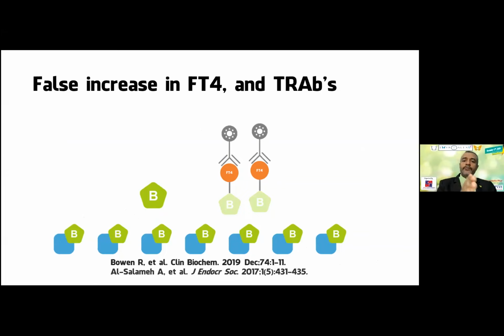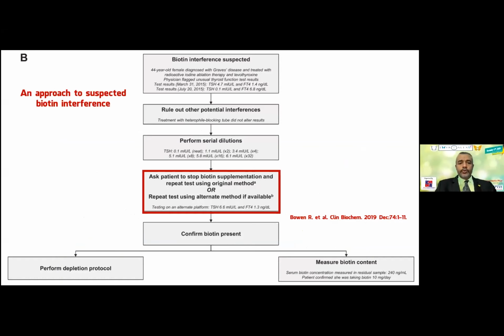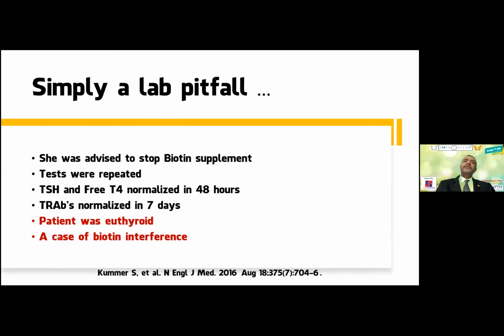That is why for free T4 and TRAbs in the patients that I have shown you, it was out of limit, out of boundary. How to approach a case of suspected biotin interference? Actually, we have a number of actions, the only logical of which would be going to this marked rectangle. So you have one of two ways. Either ask the patient to stop biotin supplementation and then repeat the test using the original method, or repeat the test using alternate method. And actually, for this patient, we have chosen to go for the first way.